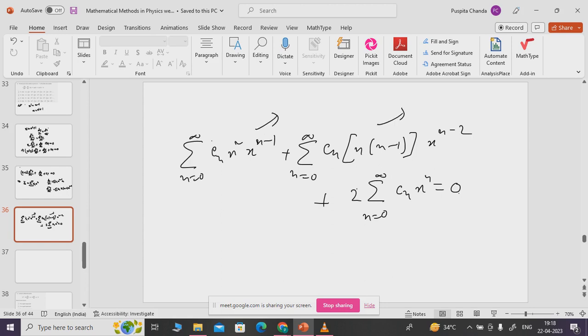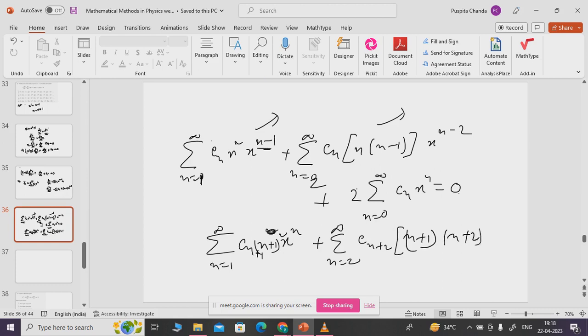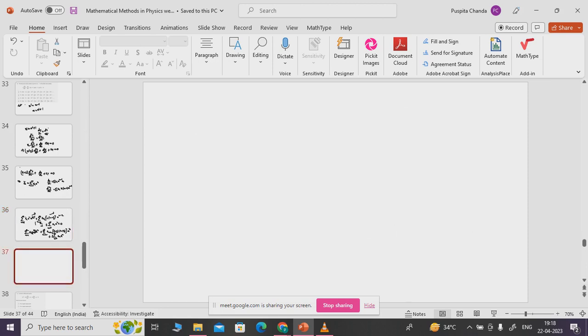So here the limit starts from n is equal to 1 and here it starts from n is equal to 2. Now n minus 1 is replaced by n. So it will be n plus 1, and that also will be n plus 1 whole square, and here it will be c(n+2) into n plus 1 into n plus 2 x to the power n, plus 2 times the sum n is equal to 0 to infinity cn x to the power n.